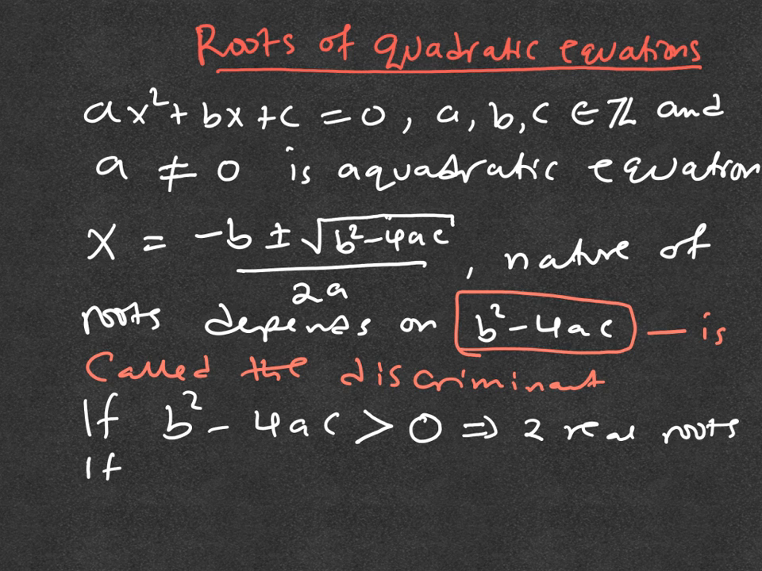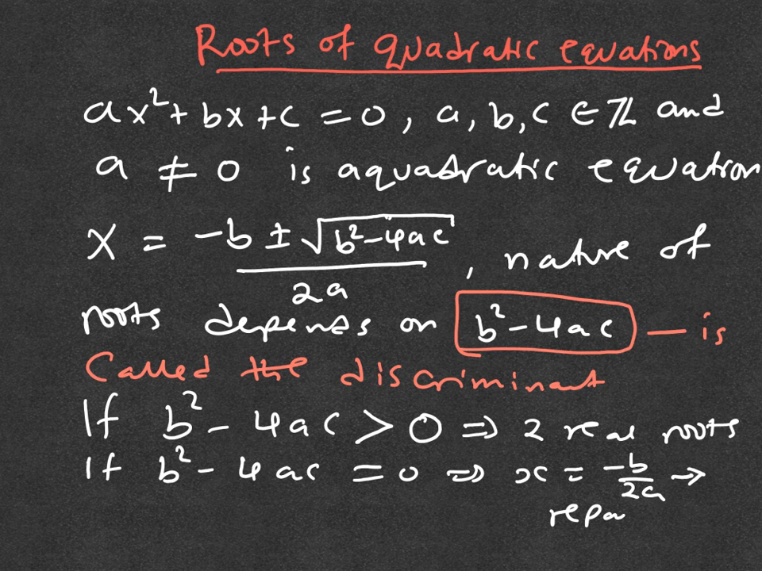Now, if b squared minus 4ac is equal to 0, then it will mean that x is equal to minus b over 2a. And when we get this scenario, then we say that these are repeated roots. This implies repeated roots. That means that you get two x values which are exactly the same.